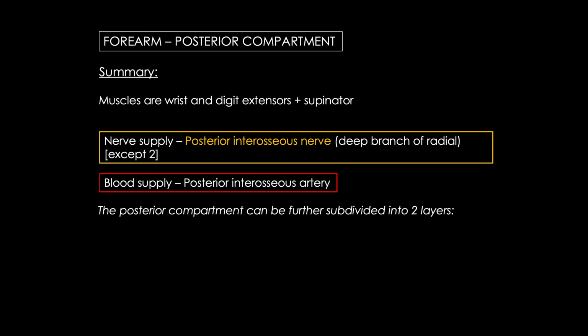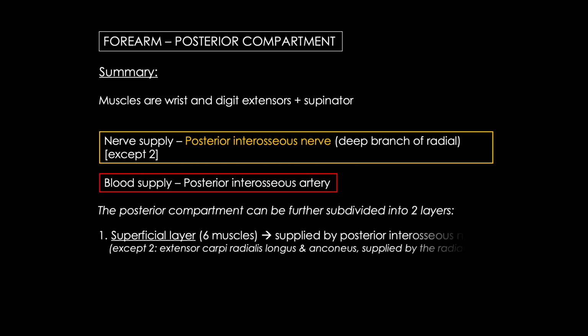We divide this into two layers. In the superficial layer, we learned about 6 muscles, and I'm sure everybody knows we have extensor carpi radialis longus and brevis and anconeus, and then the other muscles. Out of these 6 muscles, 2, extensor carpi radialis longus and anconeus, are innervated by the radial nerve, and the remaining 4 are innervated by my posterior interosseous. Now what are these 4? Extensor carpi radialis brevis, extensor digitorum, extensor digiti minimi, extensor carpi ulnaris.